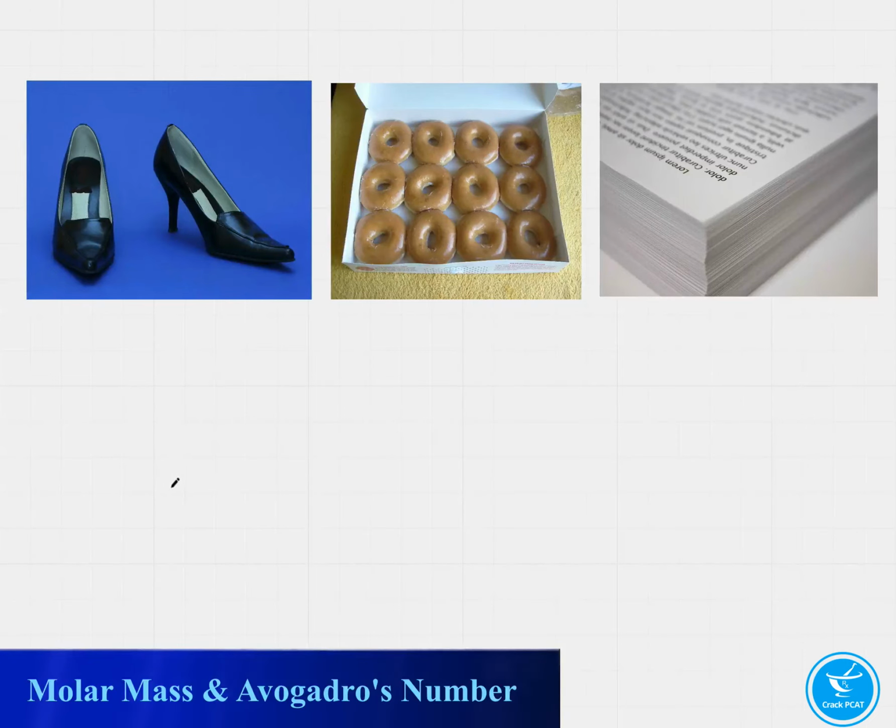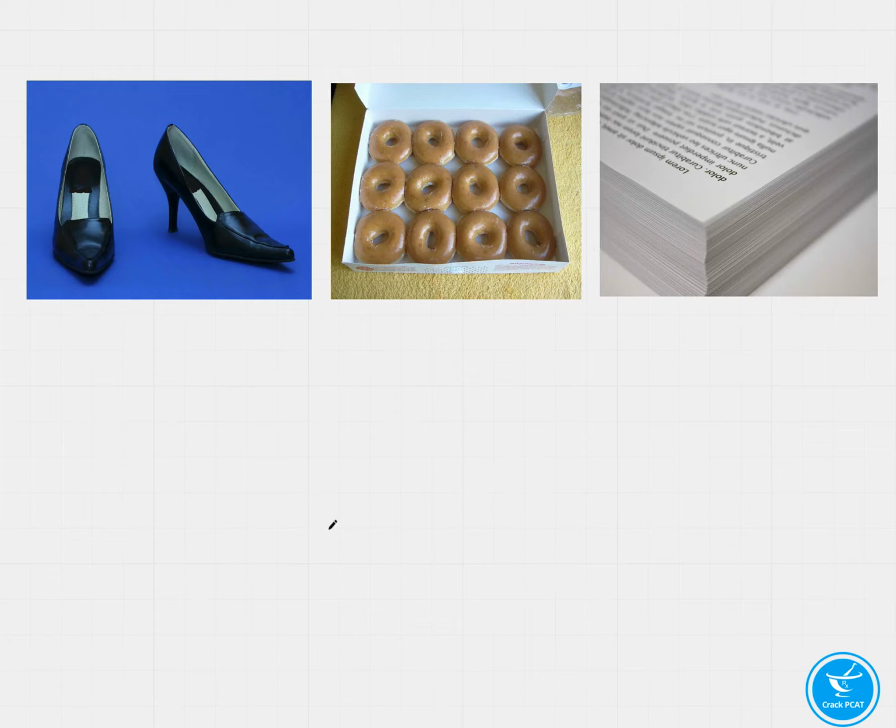What does a pair of shoes, a dozen donuts, and a ream of paper all have in common? Well, not much just by looking at their physical appearance, but if you think about the terminology that's used to describe the quantity, here we have a pair of shoes, and a pair just meaning a very specific number. A pair of anything represents two of that something.